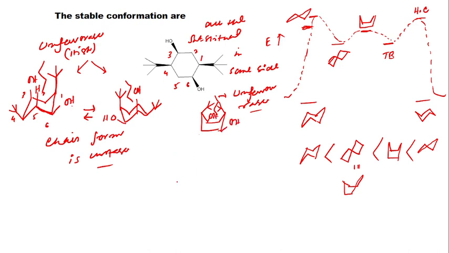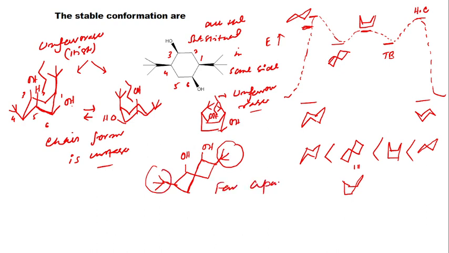Then I have one option: I will go to the twisted boat form. The twisted boat form will be like that. Now look, this substrate is here, and this substrate will be here, and one weight will be here and one weight in this position. See, these two groups are far apart from each other, so they suffer less steric hindrance, less steric interactions.